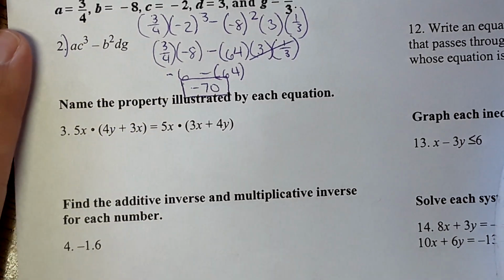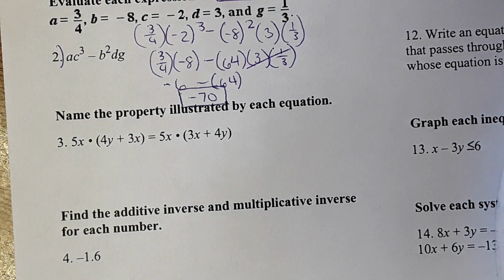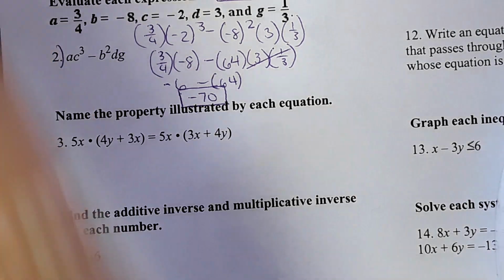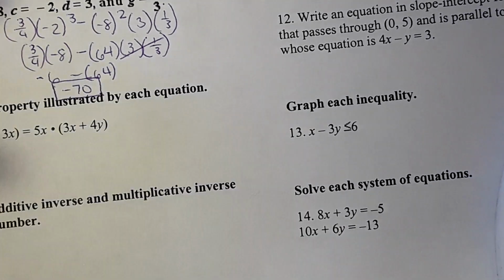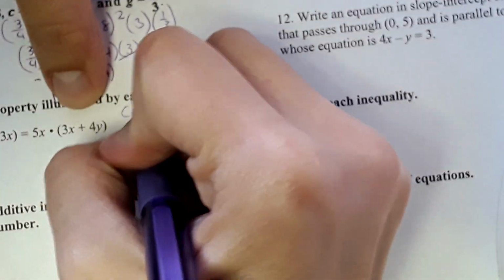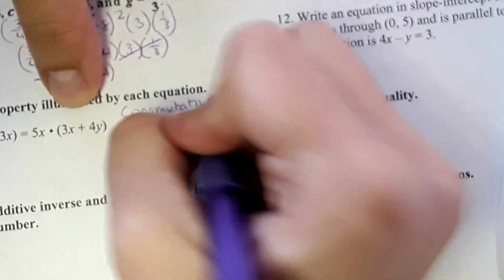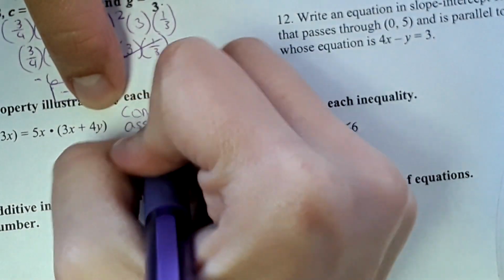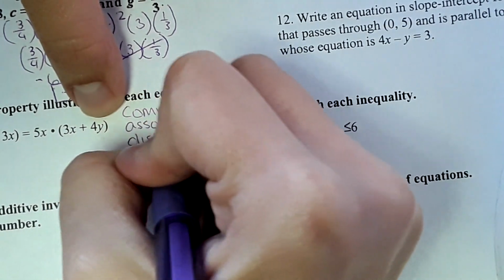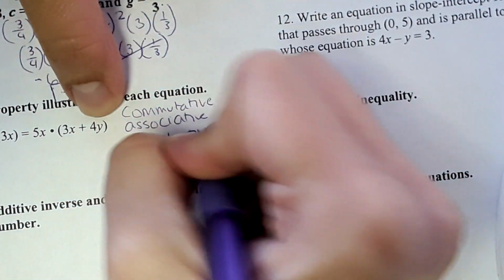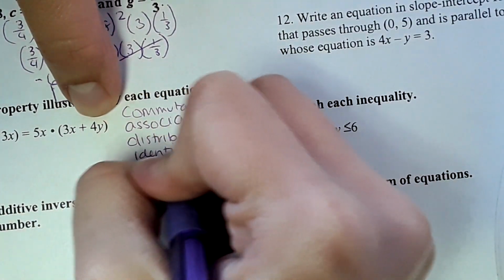Okay. For the next one, it says name the property illustrated by each equation. So just to make a note of the different properties that could show up here, one is commutative. Then we had associative, distributive, and identity. And these are popular on SATs and standardized testing as well.